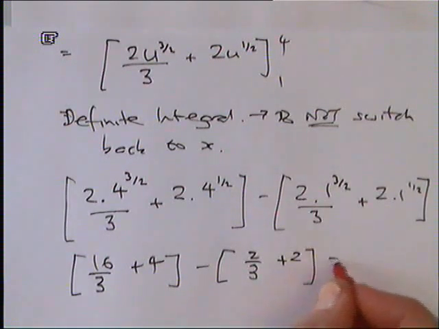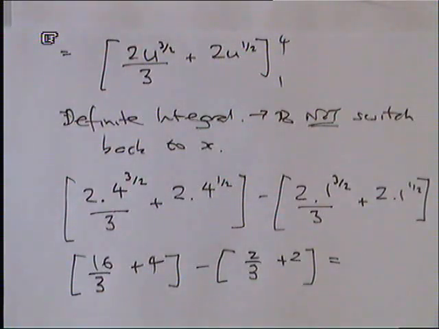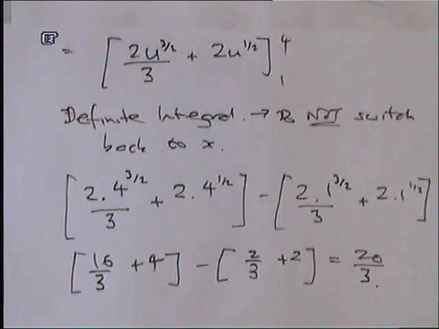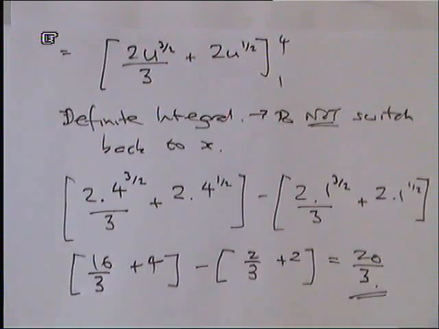And then finally, I think some people are ahead of me. What answer did you get? 20 over 3, yeah. Okay, that's an exact answer. It's a numerical answer. We started with a definite integral, so no x's in it. It's a number answer. That's it. Question done. Job done.